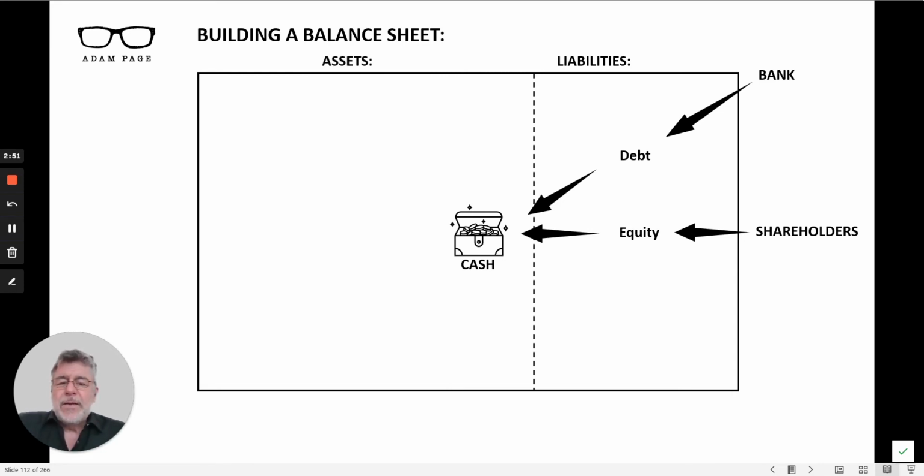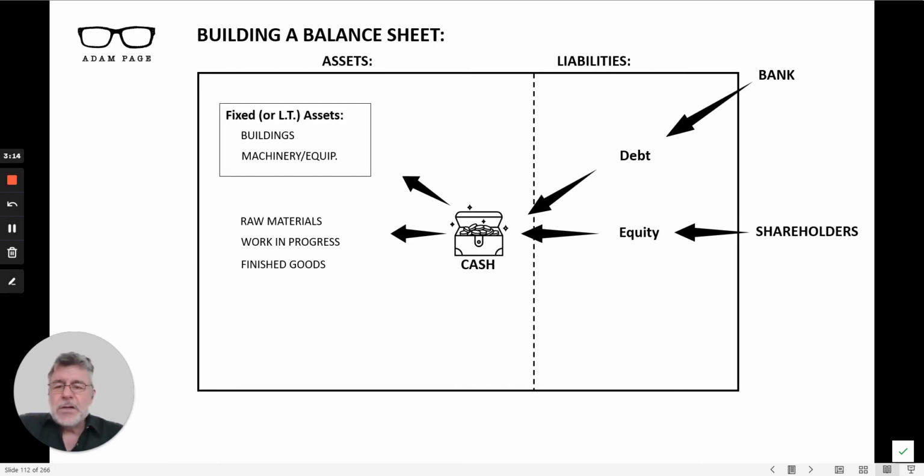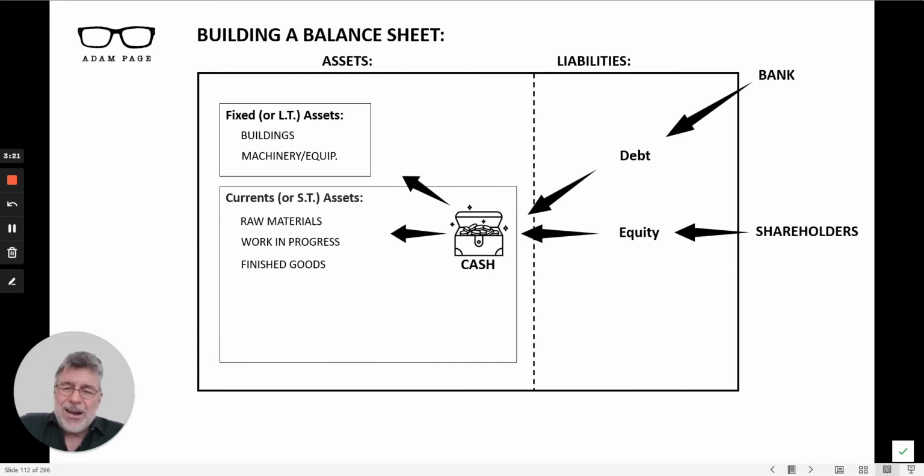It can convert the asset of cash into other types of assets. Long-term or fixed assets, buildings, machinery and equipment, and short-term assets, assets that we would typically realize or sell within a year, raw materials, work in progress, finished goods. So those fixed or long-term assets usually have a lifetime of a year, often well beyond, and these current assets, which are raw materials, work in progress, finished goods, and of course cash, have a life which is some amount of time less than a year.